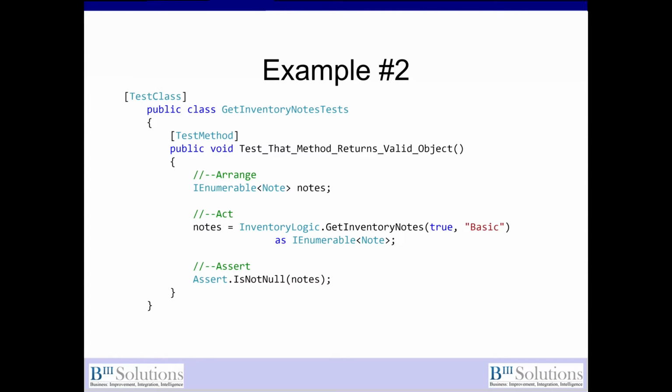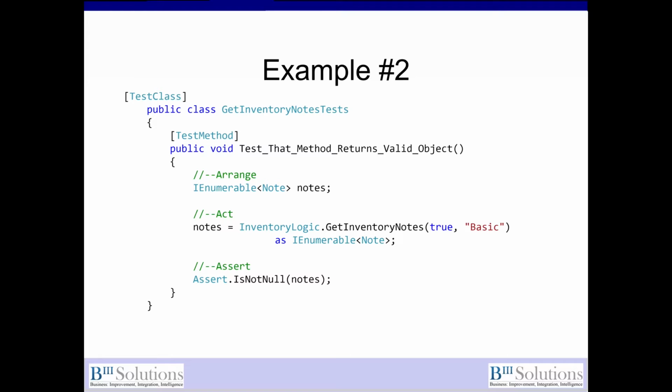Again, this one is doing something a little bit different. It's testing against this get inventory notes method. This particular test method is attempting to validate whether or not this function returns a non-null object. You can see in our arrange here, we're creating a notes variable. We're not initializing it to anything, so it's going to be null by default.